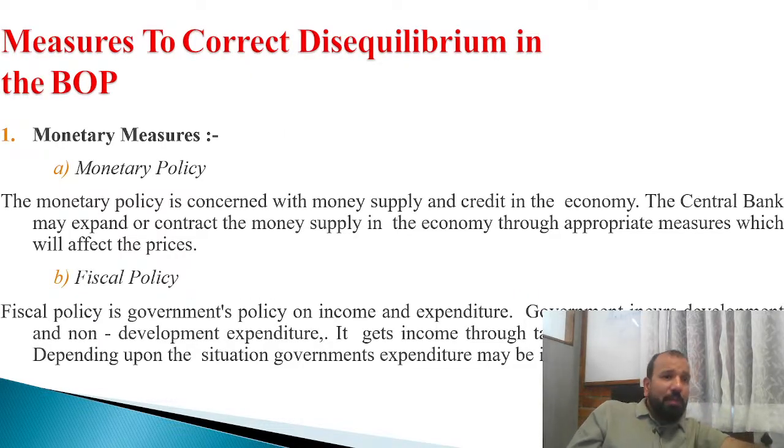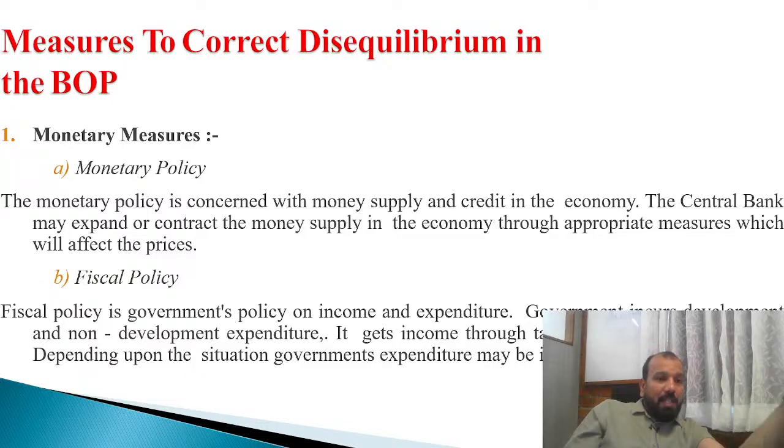Now, the next question is how to correct the disequilibrium in the BOP. What are the monetary measures? Monetary policy and fiscal policy. Monetary policy means you have to control the money supply. If things are costly in the economy, that is the only reason we prefer lights or decoration items from China, because they are selling at a cheaper rate. So monetary policy controls through the money supply, and fiscal policy controls through taxation. The government of India started imposing higher taxes on imported goods, so importers are not able to import products from overseas markets.